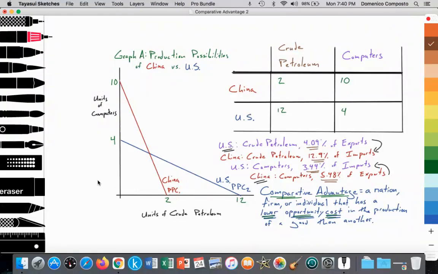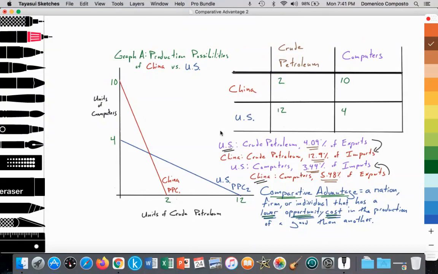On paper 3, they might give you the actual PPC curves. Here on the y-axis we're measuring the units of computers, and on the x-axis we're measuring the units of crude petroleum, probably barrels of crude petroleum. We have two production possibilities curves, assuming constant opportunity costs. The blue curve is PPC2, representing the United States, and the red curve, PPC1, representing China.